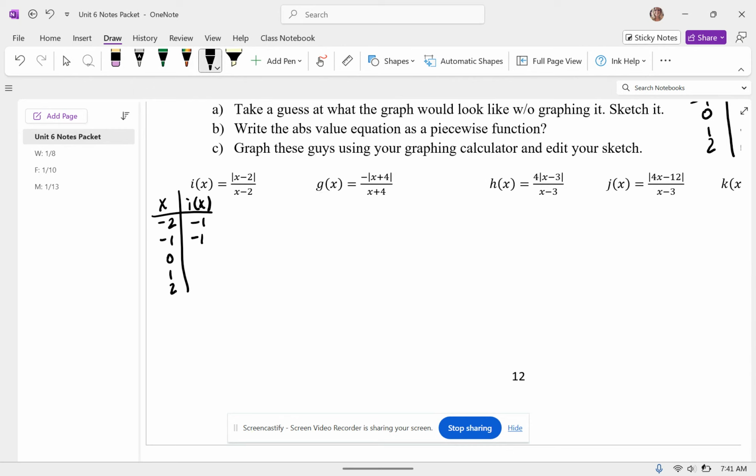What's going to happen at 0? -2 over -2. So you're going to have +2 over -2. This one's going to be -1. Okay. And then 1, I'm going to have 1 minus 2. It's going to be -1 over 1 minus 2 is going to be -1. So it's going to be +1 over -1. What's that going to be?